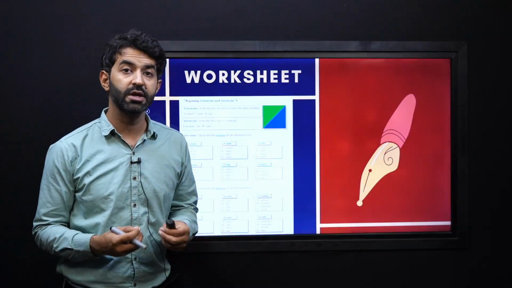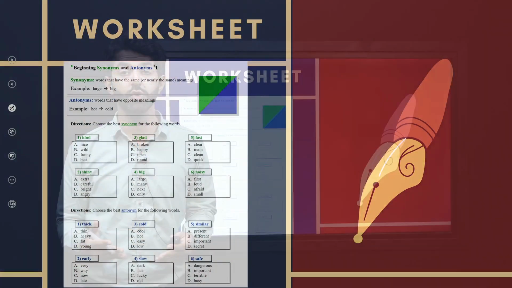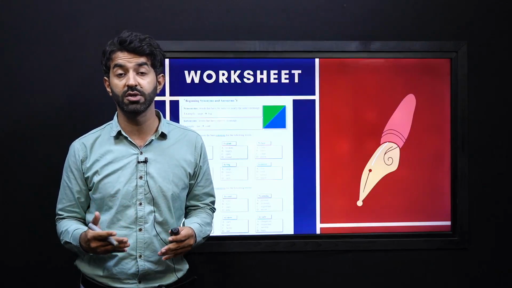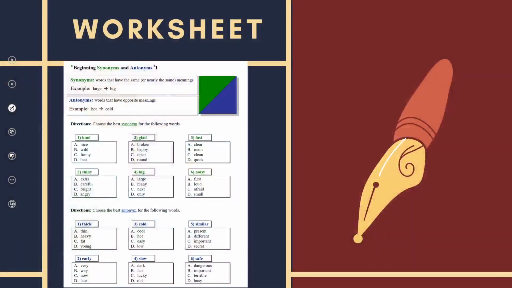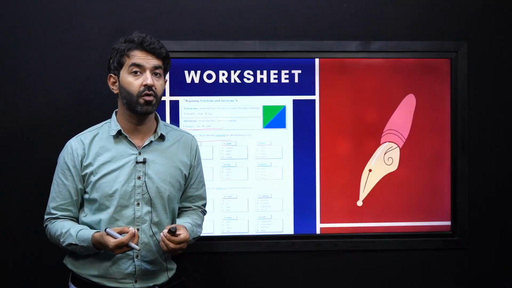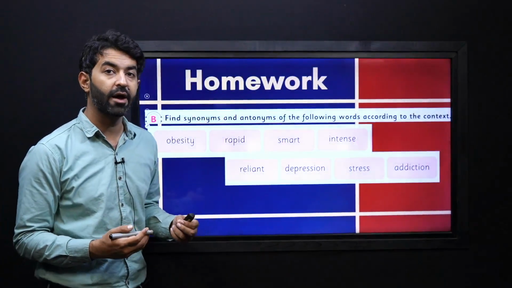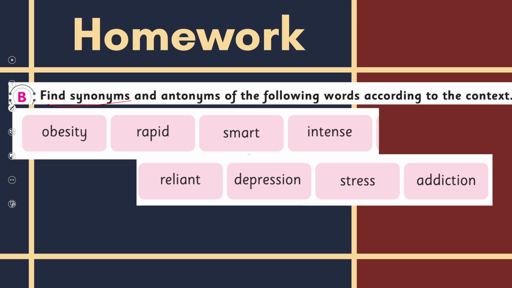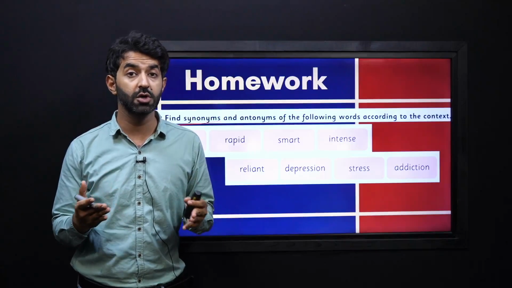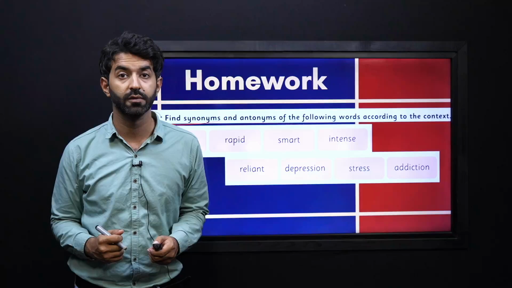Now, my dear learners, you can see this worksheet over here. It will be distributed to you from your teachers and instructors to solve, to put your understanding and learned lesson into practice. Here you have to choose the best synonym for the following words. You can consult your dictionary if it is available in the hard form, or you can access it online. Now this is your homework, where you have to find the synonyms and antonyms of the following words according to the context. So you have to be careful about the context as well, where that word is used and how it is used in the sentence.